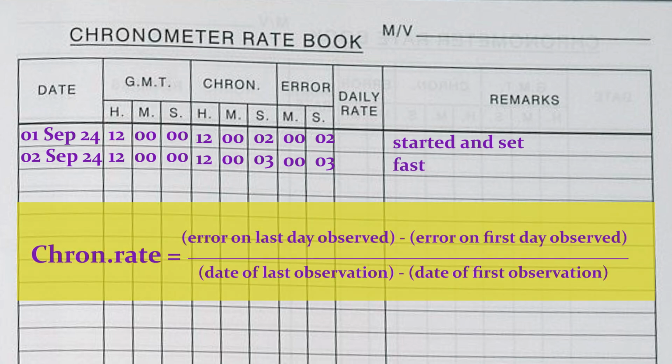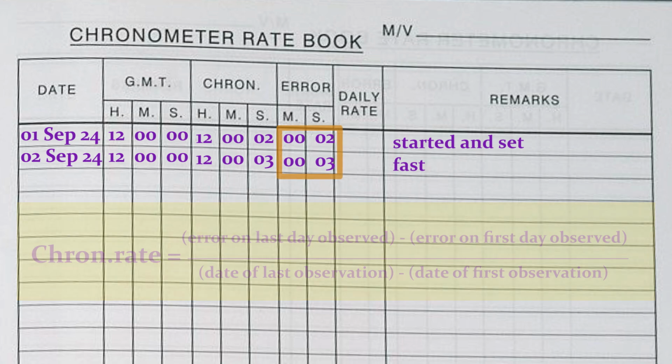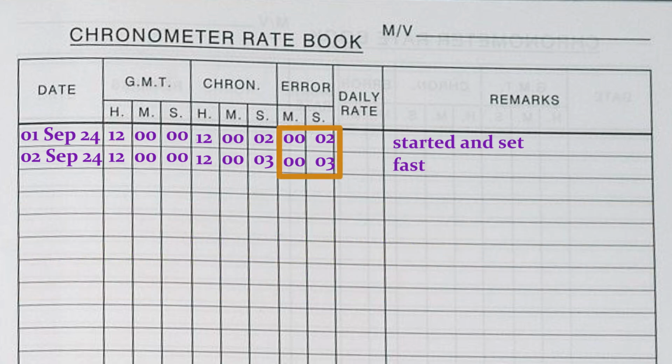Chronometer rate is determined by comparing errors obtained several days apart and dividing the difference by the number of days between readings. Here, for the daily rate, 3 seconds minus 2 seconds is divided by 1 day. You get plus 1 second. In the remarks you can write that it is gaining.